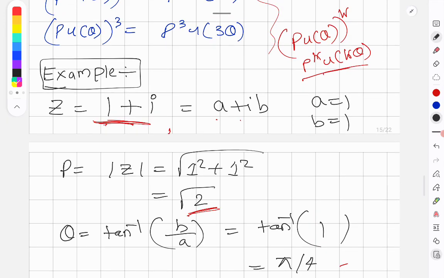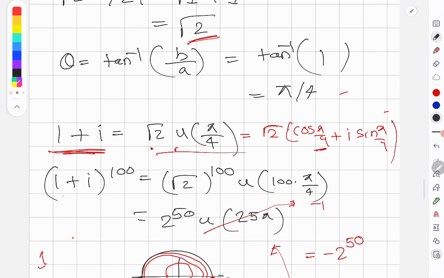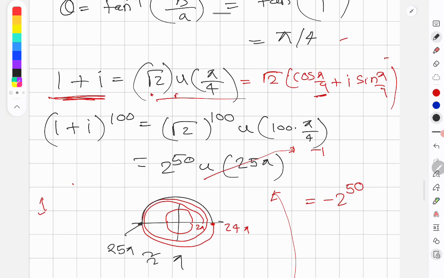Okay, so we did an example of this one. Then we had the other one. For example, if you have 1 plus i to the power 100, as I said, you just take the power of rho to the power 100 and you multiply 100 over here. So that's the thing you need to do: root 2 to the power 100 and 100 pi by 4. This becomes 2 to the power 50, and you get 25 pi.